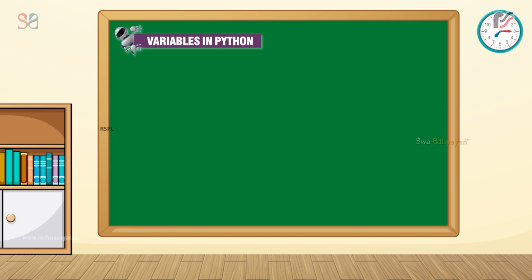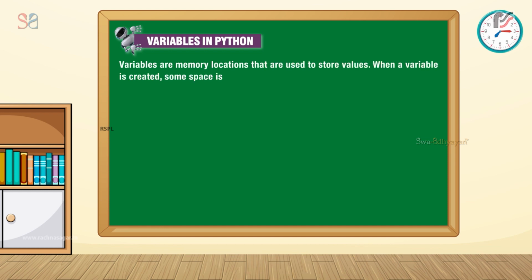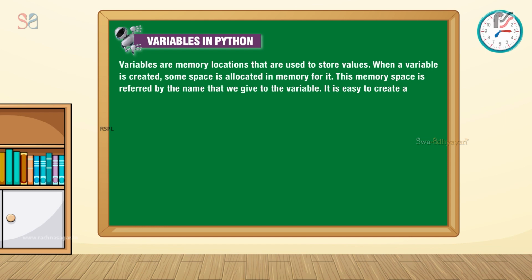Moving on to variables in Python. Variables are memory locations used to store values. When a variable is created, some space is allocated in memory for it. This memory space is referred to by the name that we give to the variable. It is easy to create one in Python.